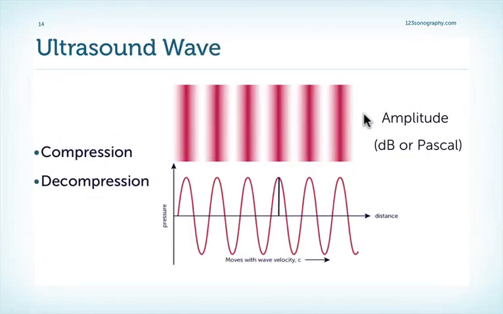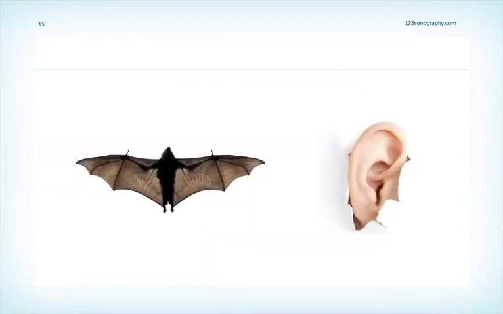Finally, the last attribute of an ultrasound wave I would like to discuss is the amplitude, which is measured in decibels or in Pascal units. In principle, it is nothing else than the amplitude of the ultrasound wave, and it reflects the degree of compression of the tissue, basically. We'll talk later about why the amplitude is also important in diagnostic ultrasound.